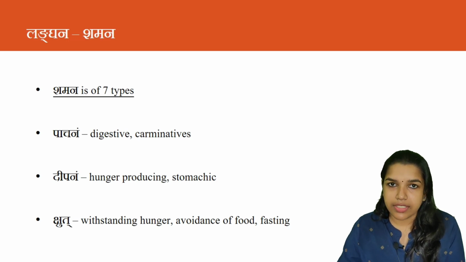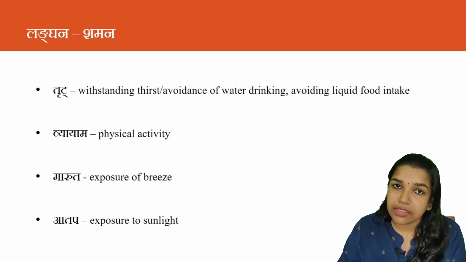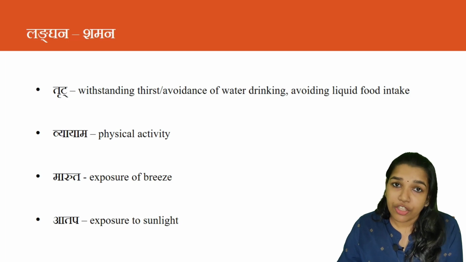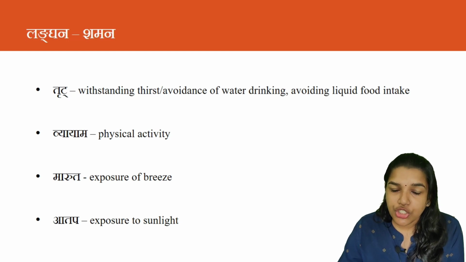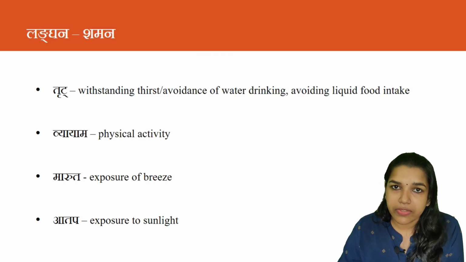Fasting is a type of Lankhana. Then Trit, that is again withstanding the thirst, or again fasting, can be considered as Lankhana. Then Vyayama, the physical activity. Maruta, exposure to the breeze. And Atapa, exposure to sunlight. So these are the 7 types of Shamana, that is Deepana, Pachana, Kshut, Trit, Vyayama, Maruta and Atapa. So these are the 7 types of Shamana that are considered as the Lankhana.